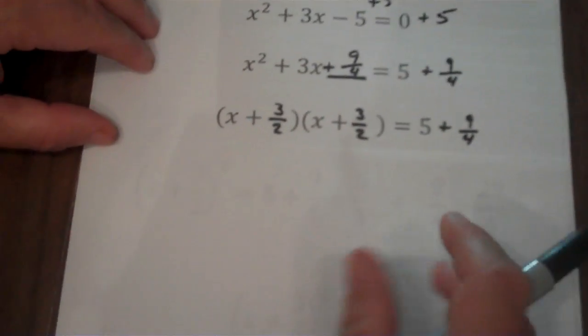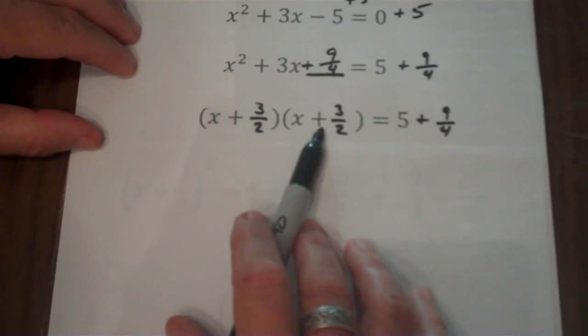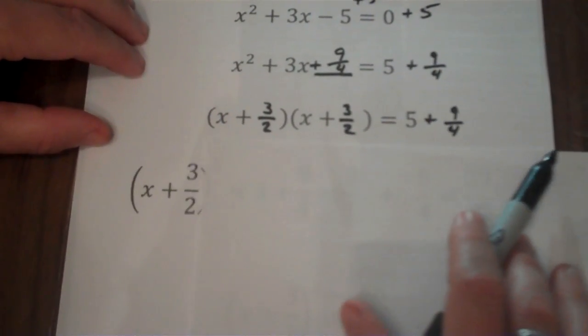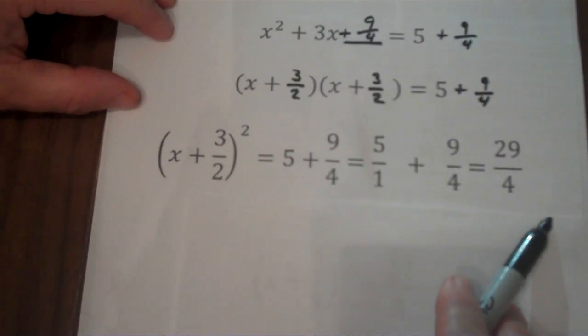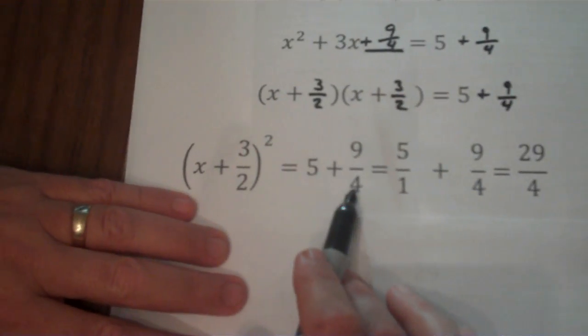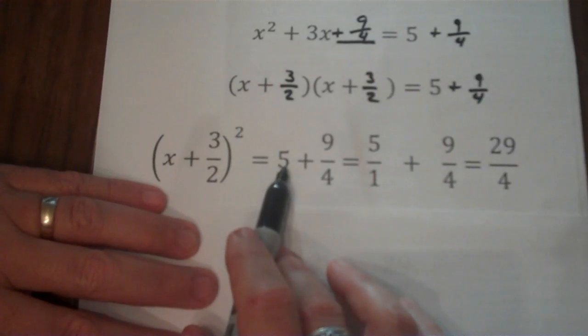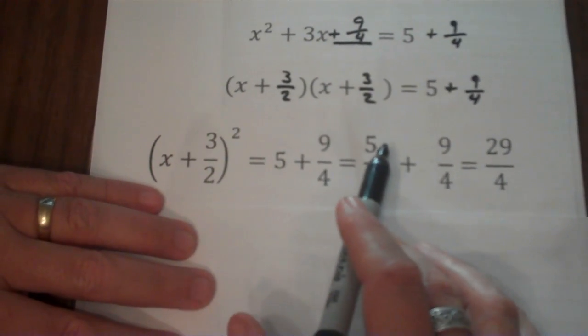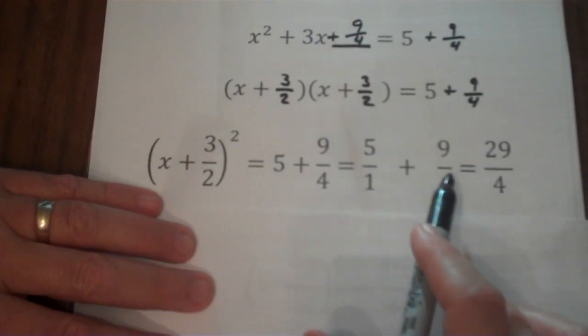Now let's do a little of the arithmetic. First of all, x plus 3 times x plus 3 is simply x plus 3 squared. Now let's look a little more closely at our 5 plus 9/4. To add these two together, I'm going to need to make this 5 into a fraction, so I'll simply put it over 1. And now I have 5/1 plus 9/4.